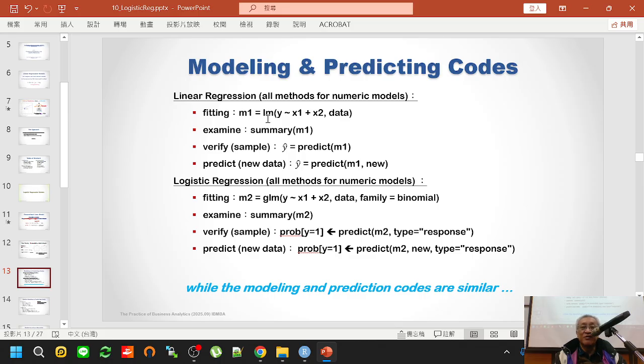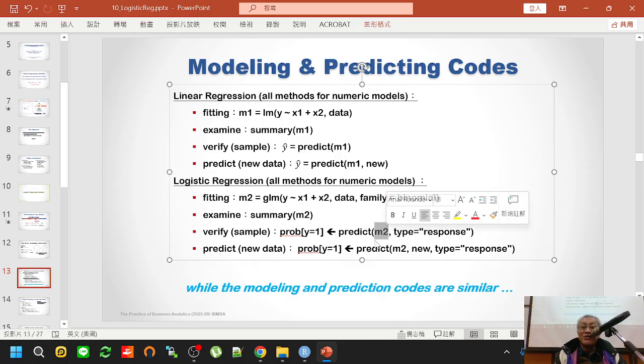There are some differences, but very similar, right? To build a model, you just make a function call. This is LM, this is GLM, right? And to examine the coefficient, you do a summary, and here it's exactly the same summary. And to estimate y, you do the predict, and here it is all the same. You just call predict, right?